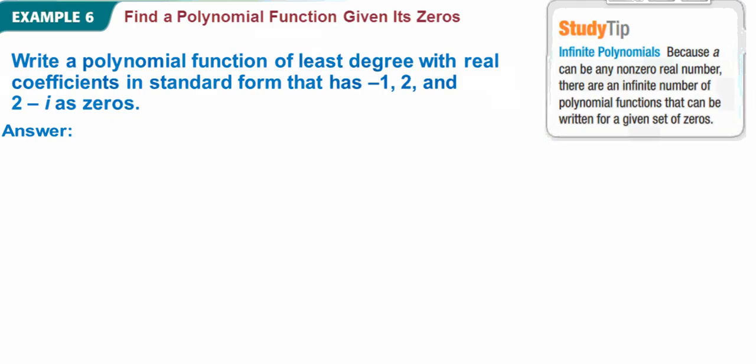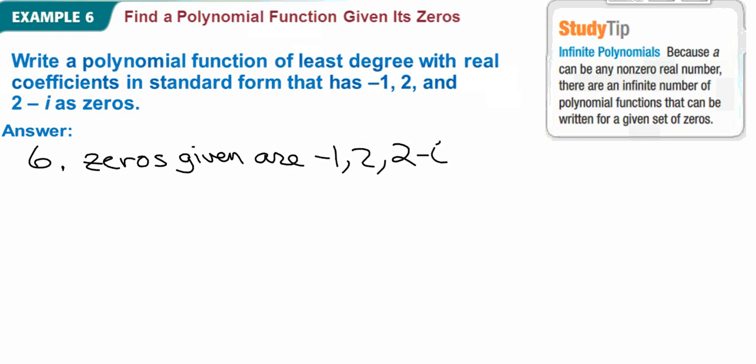This says write a polynomial function of least degree, because it could have a higher degree if the different factors were squared, but of least degree in standard form that has -1, 2, and 2 minus i as zeros. So when I write this one, I'm going to say that the zeros given are -1, 2, and 2 minus i.